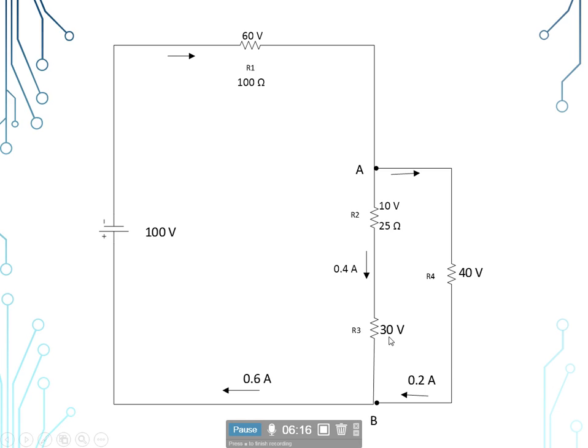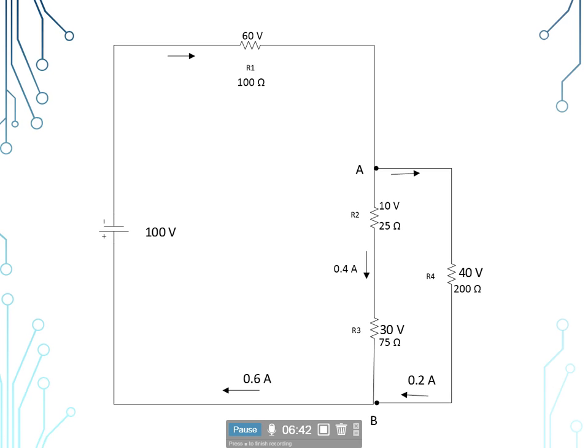Now on R3 we have 30 volts, and we have that same 400 milliamps, so we take 30 and divide it by 0.4, and that would give us 75 ohms, for a total of 100 ohms of resistance on this branch. Now over here on R4 we have 40 volts, and we go down here, we have the 200 milliamps, so 40 divided by 0.2 amps would give us 200 ohms.